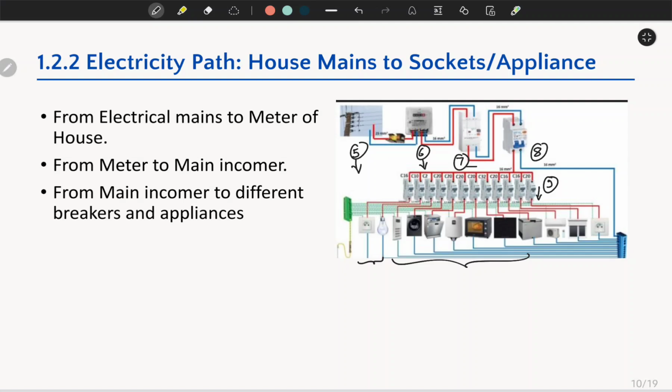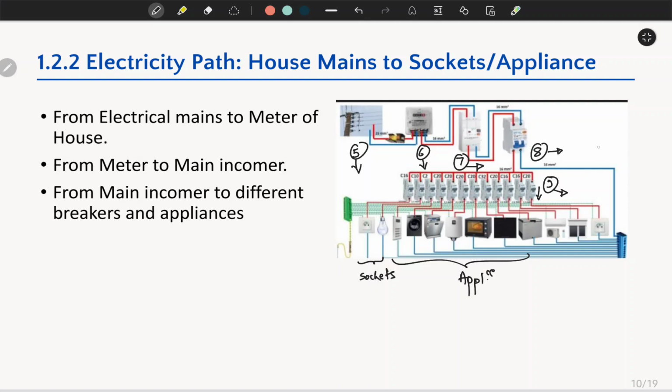Then the power goes to my main MCB. Then it goes to a residual current device, which is used to protect from leakages of current. Then it goes to my MCBs, which are the circuit breakers required. We obtain their selection and sizes from my circuit distribution, and then it reaches my sockets or my appliances.